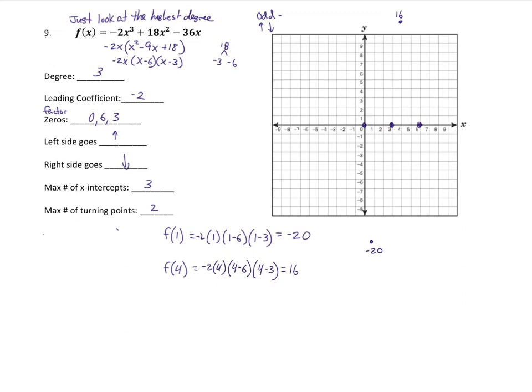Since we're going up to the left and down to the right, we don't have any bounces, so it's going to go down through 1. It's going to hit negative 20, go back up through 3 to 16, and back down through 6.